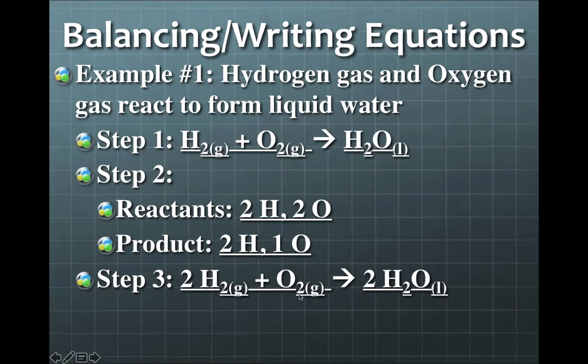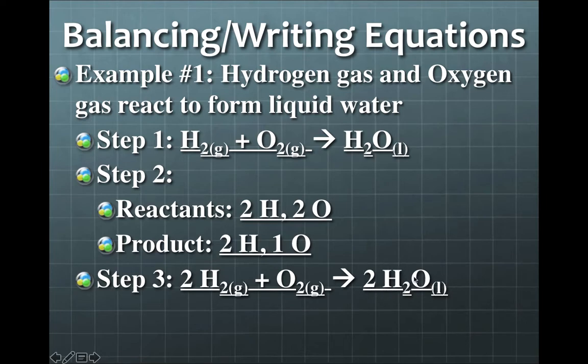I noticed there's 2 oxygens on the left and only 1 on the right. To fix that, I need to add another oxygen on the right so that I have 2 on the right and on the left. So I put a 2 in front of the water. Remember, that 2 distributes to all the atoms in that compound. So I fixed the number of oxygens. I now have 2 on the left and 2 on the right.